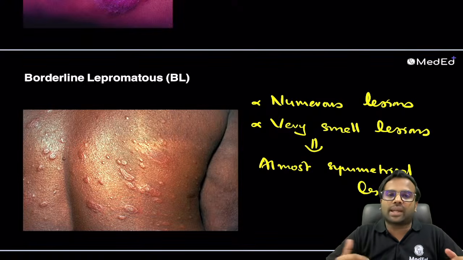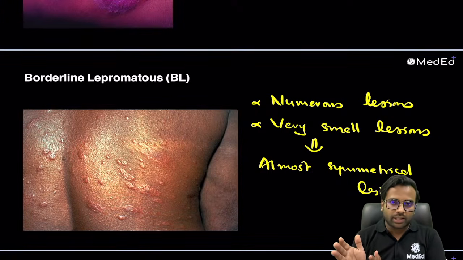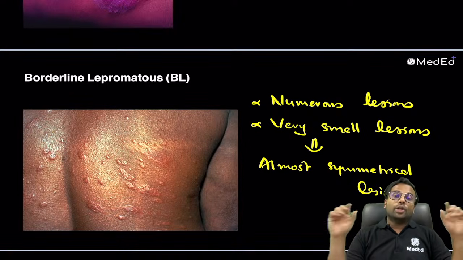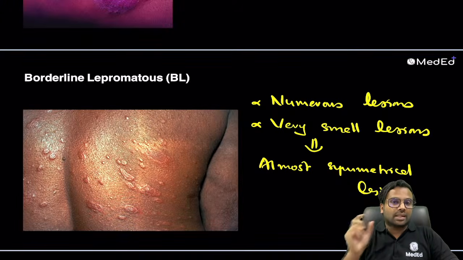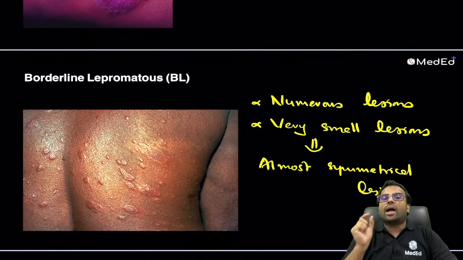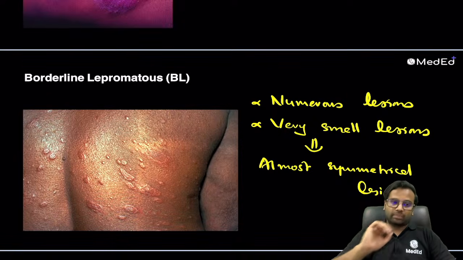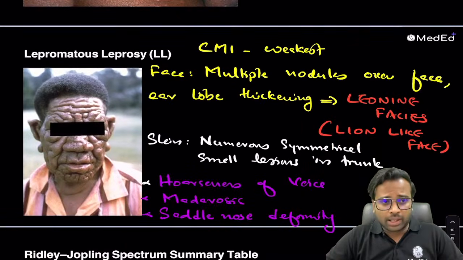Borderline lepromatous less likely for your exam because it doesn't have too many typical characteristics. But remember, number of lesions will be so many. Numerous lesions can be seen. But what about the size? The size becomes very small. And not just that, the lesions almost start becoming symmetrical by the time the patient is in a borderline lepromatous type of leprosy.